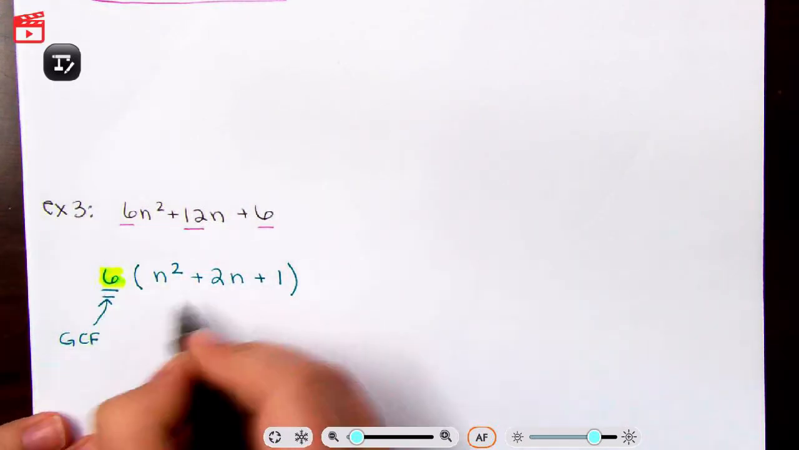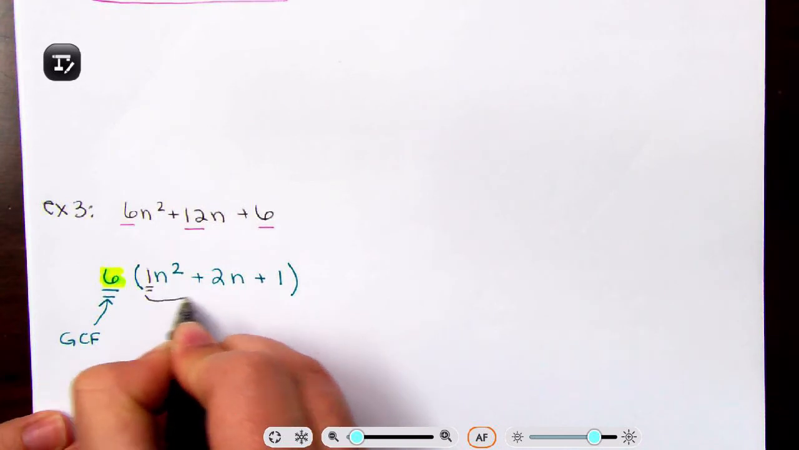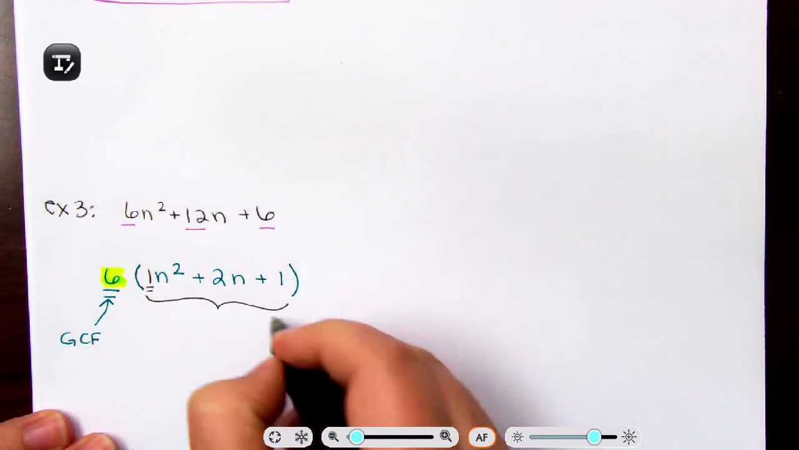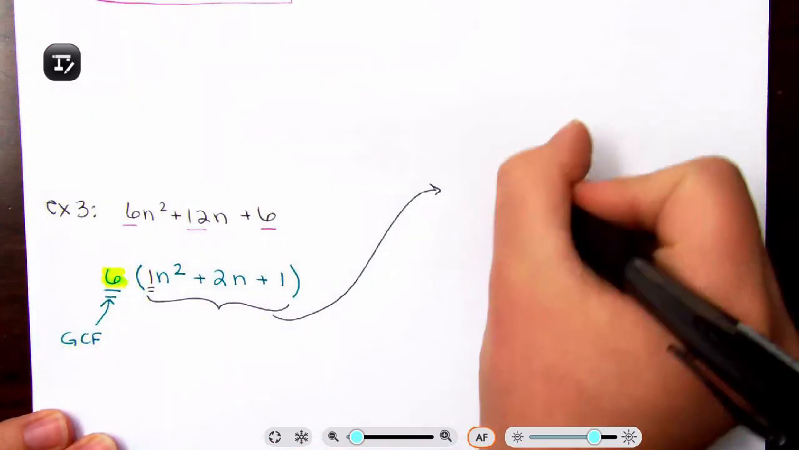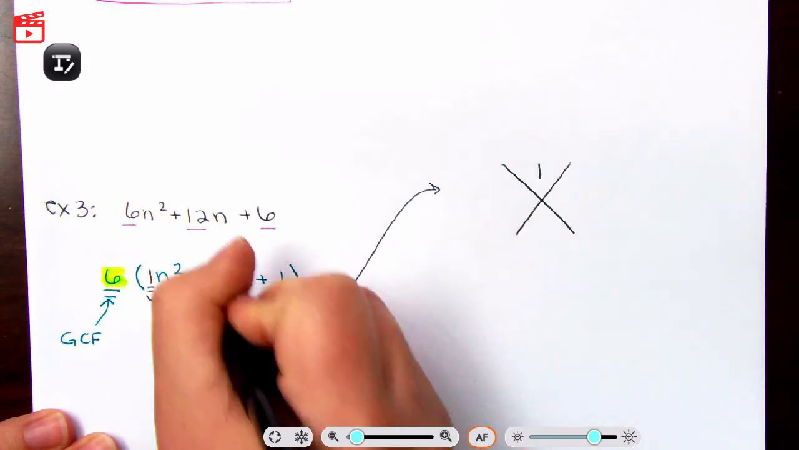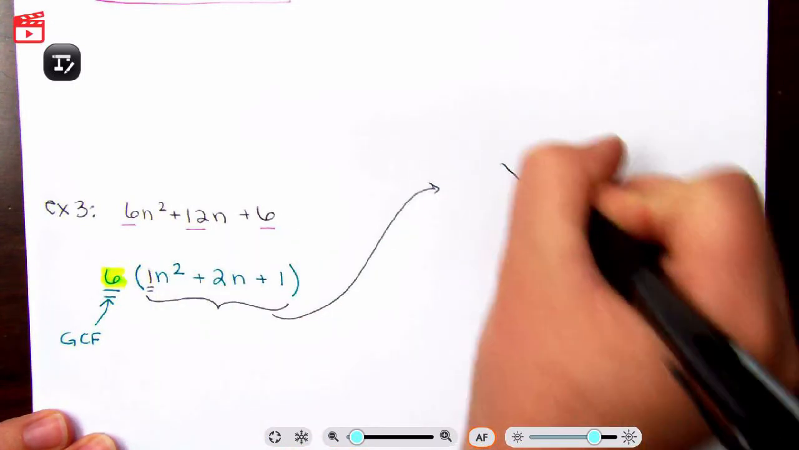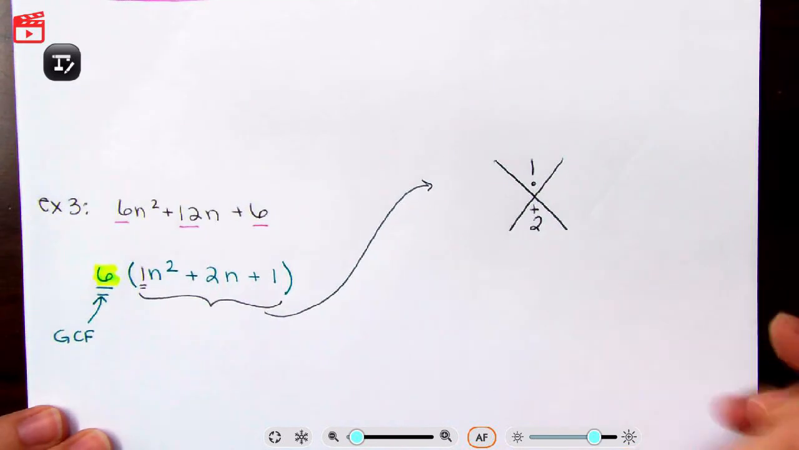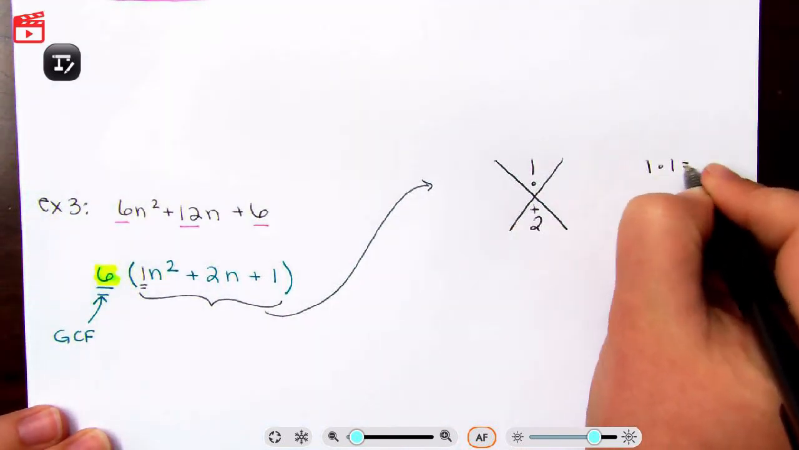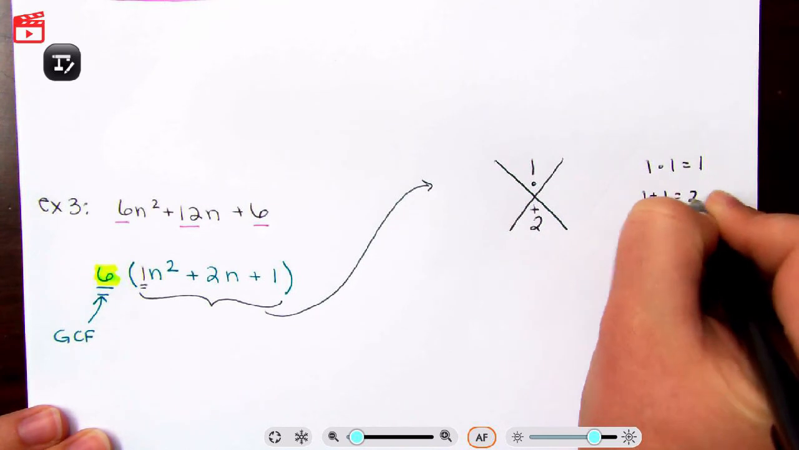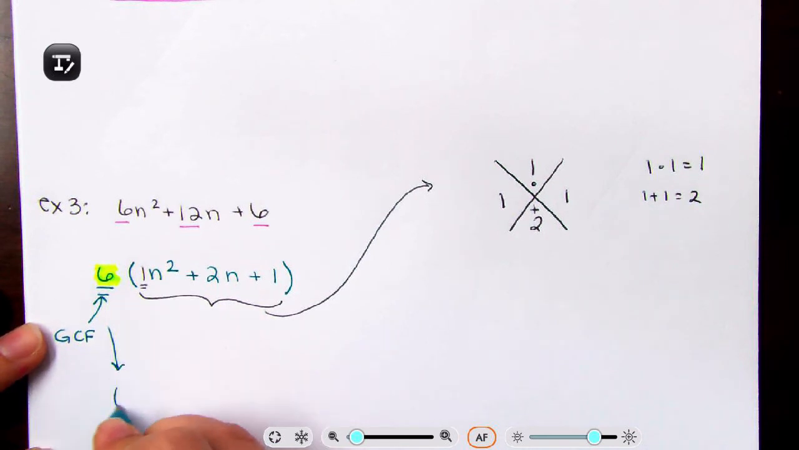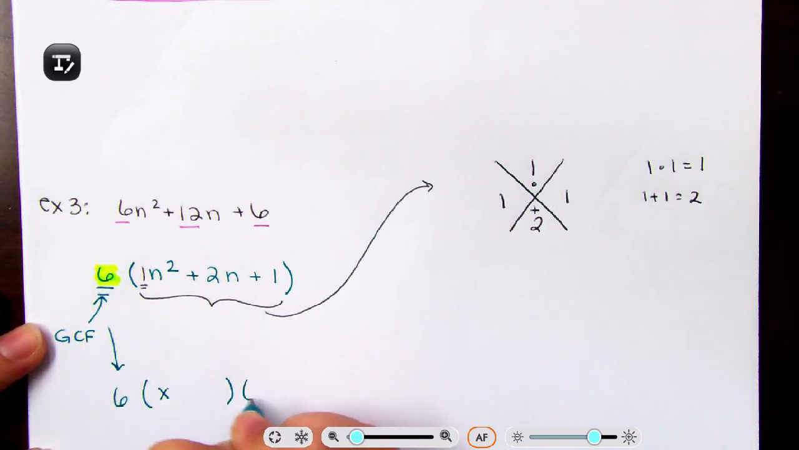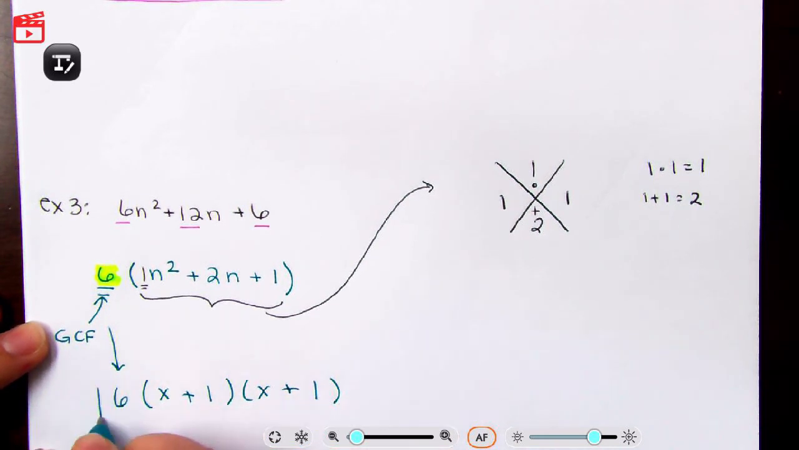Now that we've taken out the GCF, notice that our leading coefficient in this bubble is 1. So I'm going to do the guess and check method, but only for the things inside this bubble. So we have 1 times 1 is 1. 2 is our center term. Again, we want to add at the bottom and multiply at the top. 1 times 1 is 1. 1 plus 1 is 2. So 1 and 1 are our factors. I'm going to bring down the GCF so I don't forget it. Here's my first bubble. Here's my second bubble. My factors are positive 1 and a positive 1.